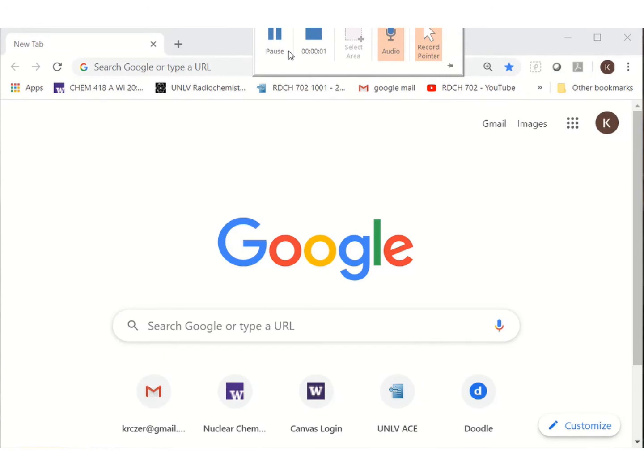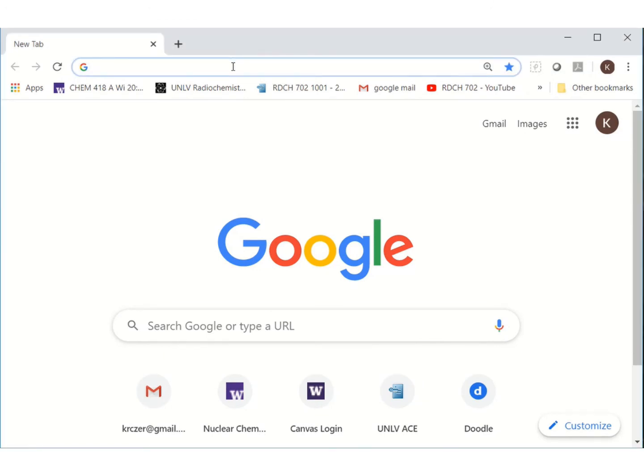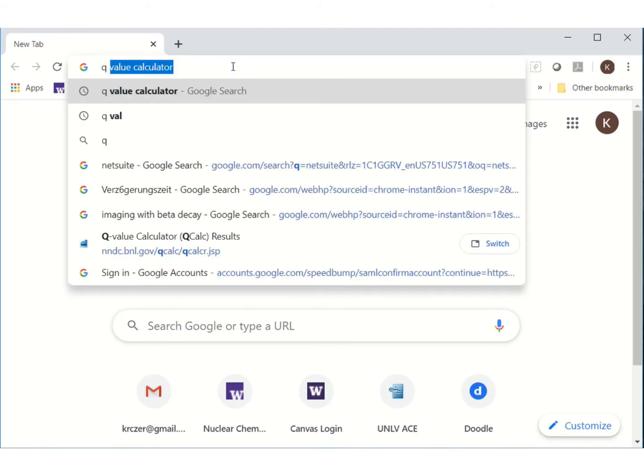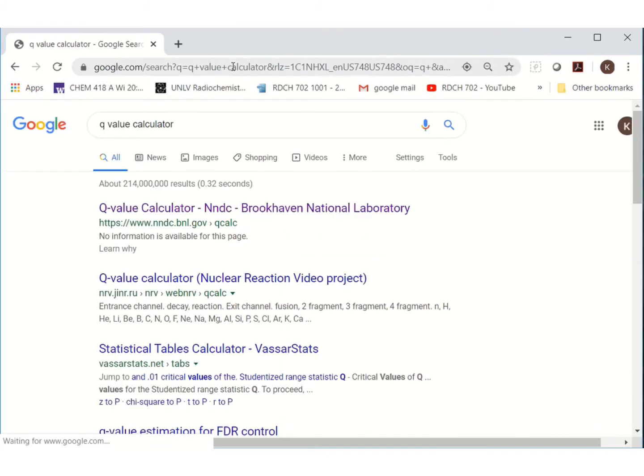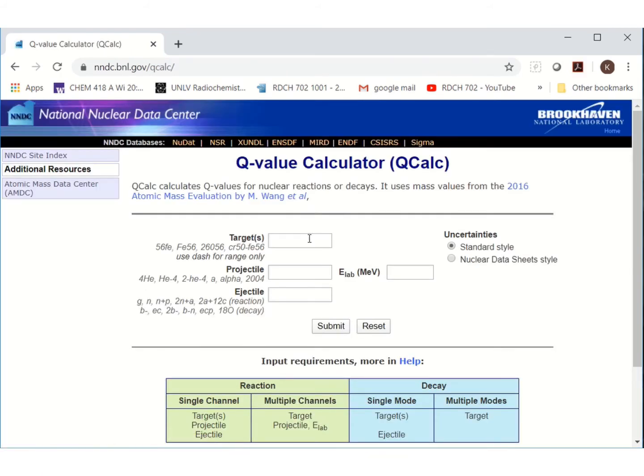As I've mentioned in this lecture, there are Q value calculators, and let's explore some of them right now. If you just go to Google and write in Q-value calculator, there are two that show up. One is from Brookhaven, one is from Russia. Let's go to the Brookhaven one first. We click on that, and I can put in my target. Let's look at bismuth-212.